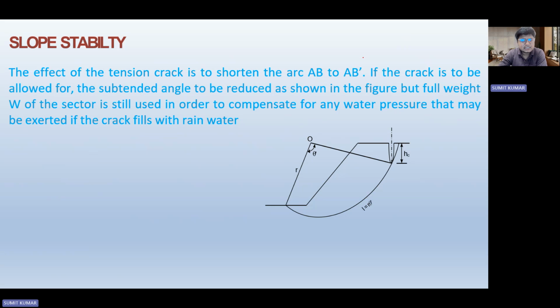Now you see, when we talk about slope stability, the effect of the tension crack is to shorten the arc AB to AB dash, and if the crack is allowed for, the subtended angle is reduced as shown in the figure. But the full weight W of the sector is still used in order to compensate for water pressure that may develop if the crack fills with rain water.